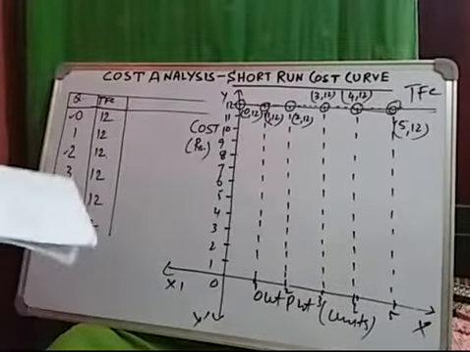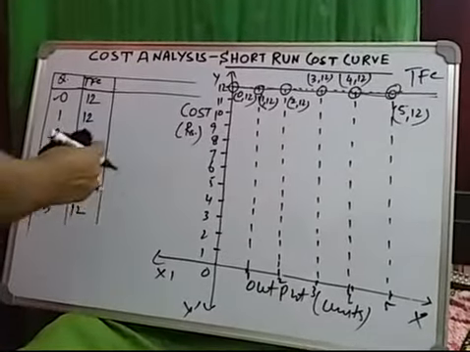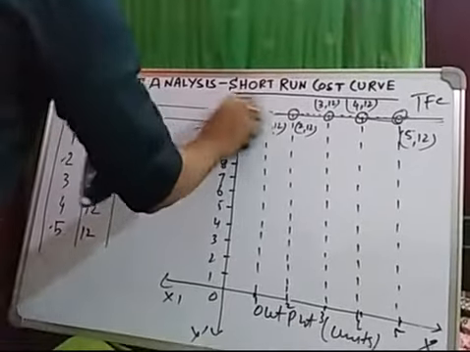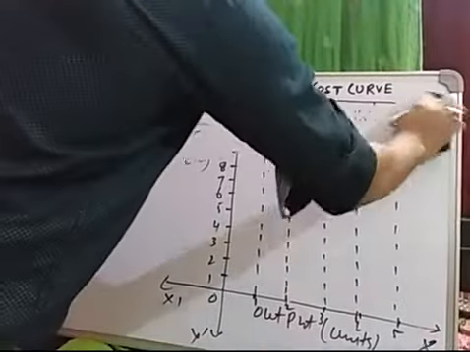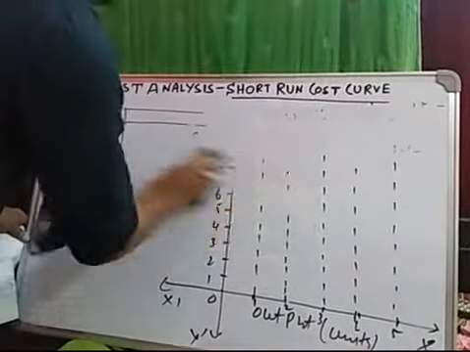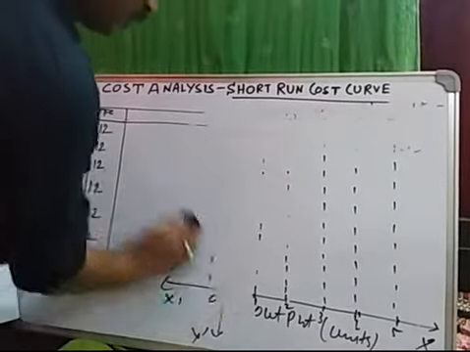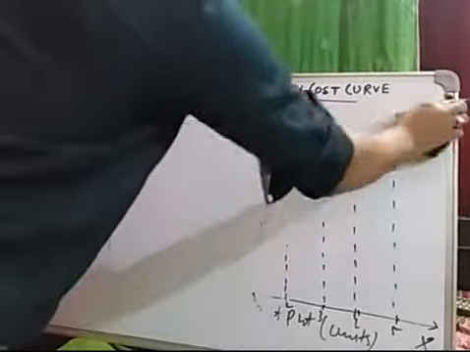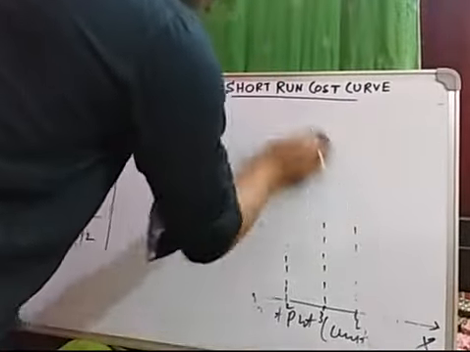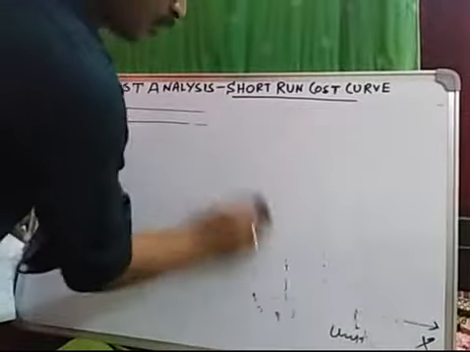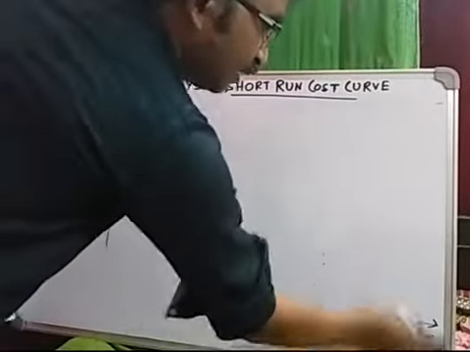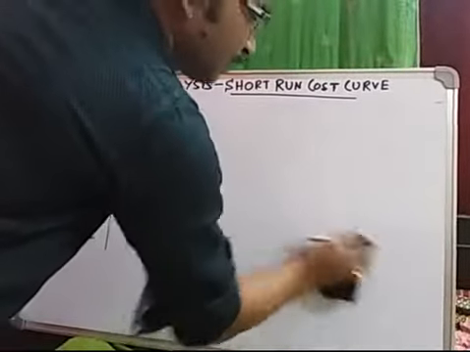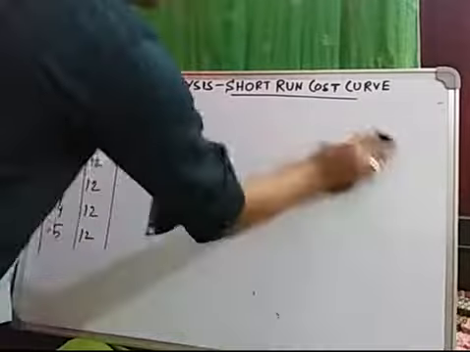So, clear on this part? That was the TFC curve. Now we go to the TVC curve. What is the meaning of the TVC curve? TVC is variable in nature. If you produce 0 units, your variable cost will be 0. Then if you increase your production level, output level, the variable cost will simultaneously increase.